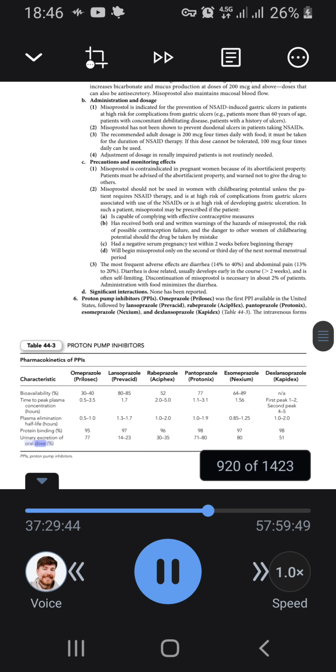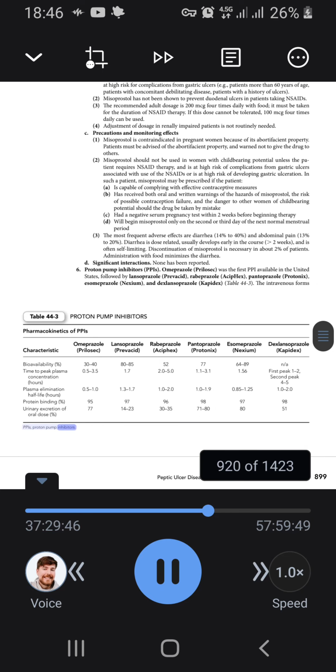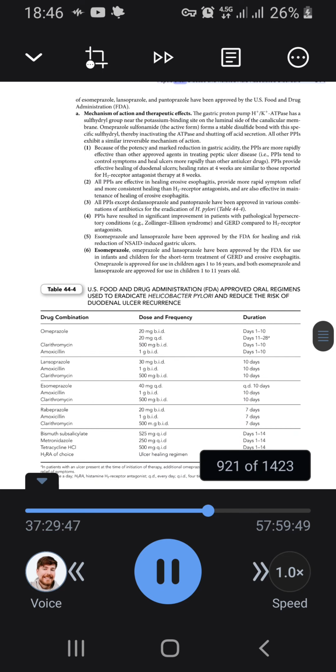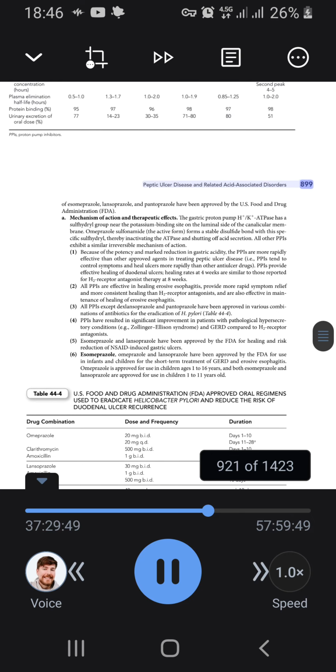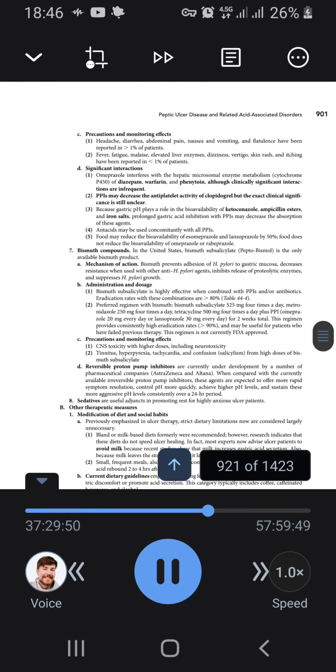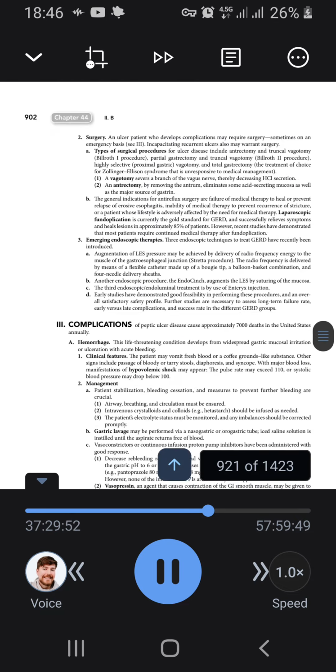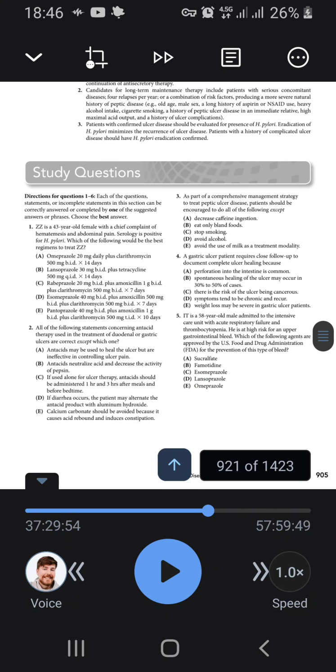Oral dose. PPIs, proton pump inhibitors. Peptic ulcer disease and related acid-associated disorders. Esomeprazole, lansoprazole, and pantoprazole have been approved by the Food and Drug Administration, FDA.